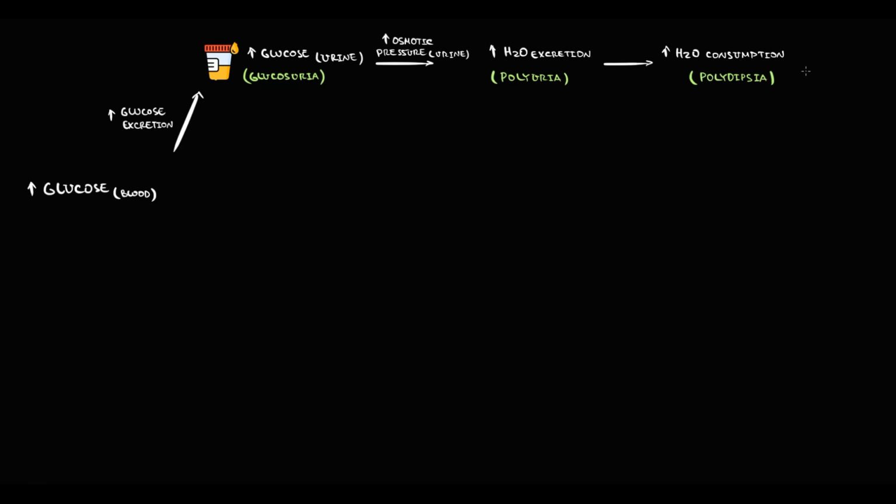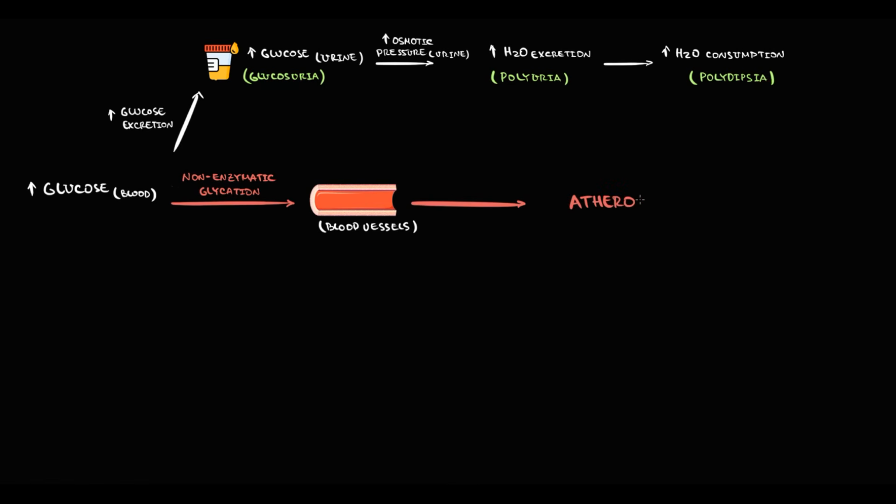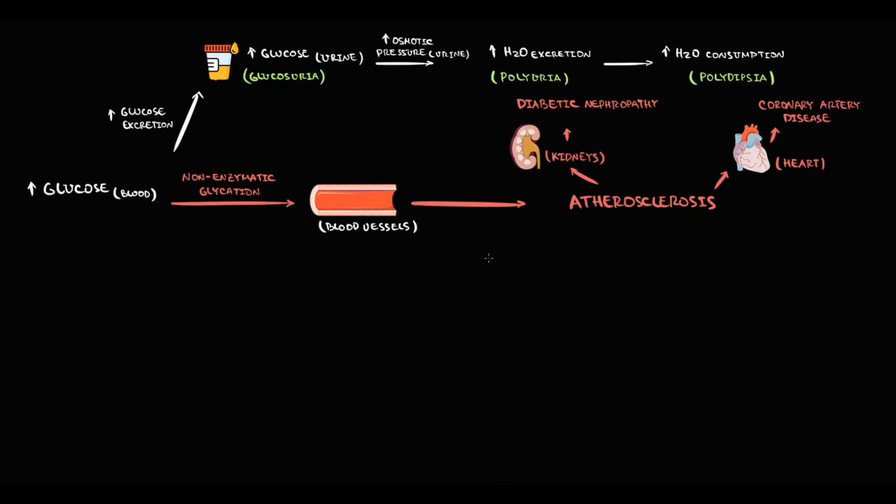we call polydipsia. But the major danger of elevated blood glucose level is the ability of glucose to cause non-enzymatic glycation of proteins, including proteins on blood vessels, and eventually this will cause atherosclerosis of the blood vessels. Atherosclerosis in kidneys will cause diabetic nephropathy. In the heart, it will cause coronary artery disease. In the brain, it will increase the risk of stroke.